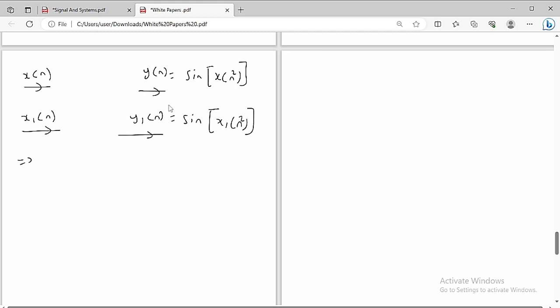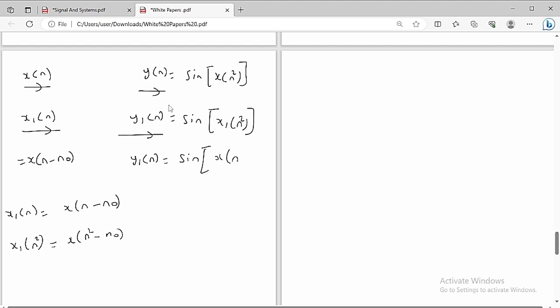Suppose x1 of n is the delayed input, then what are you going to get? y1 of n is equal to sine of x1 of n square, where x1 of n is equal to x of n minus n0. So x1 of n square means we replace n by n minus n0, so this is nothing but sine of x of n minus n0 square we are going to get.